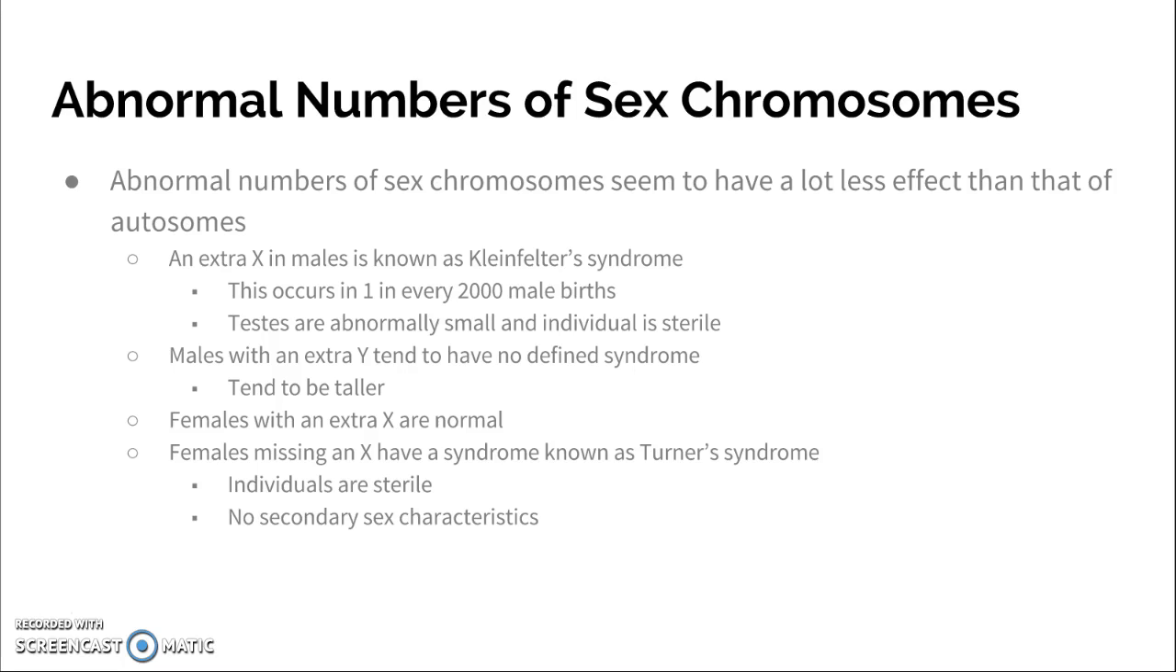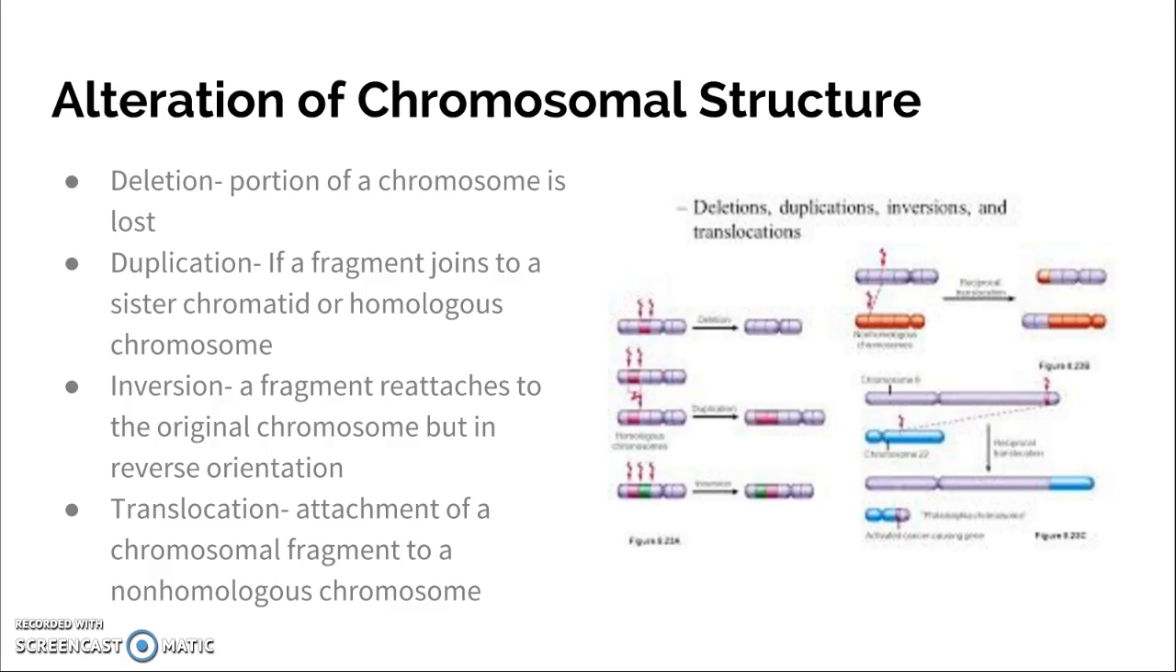Females missing an X have a syndrome known as Turner syndrome. These individuals are sterile, and without any kind of hormones, they do not develop the secondary sex characteristics that we generally see in females.